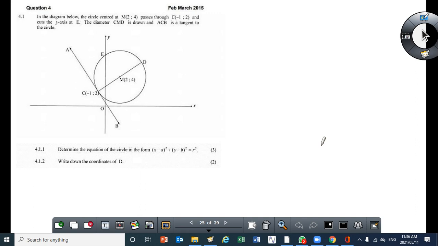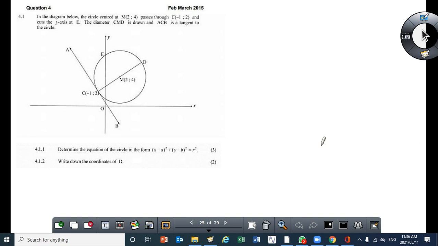So in this question, you are given the diagram, that one there. The center is at point M where x is 2, y is 4, and it passes through the point C, which is this point here. So at C, x is -1, y is 2.